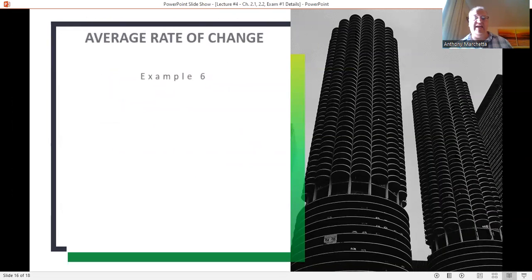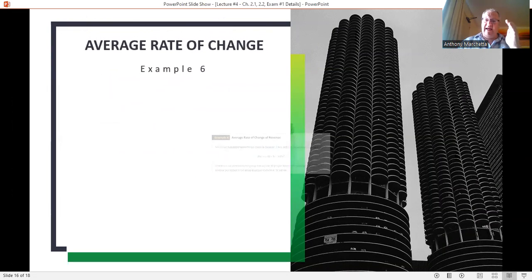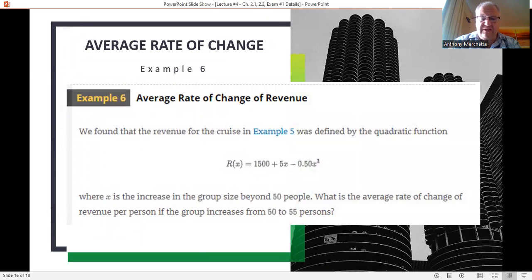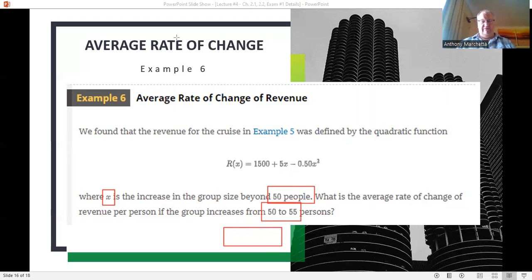In this example, we're asking: can you please figure out the average rate of change for this function from one value of x to the next? Take a look at this case. We found that the revenue for the cruise was given by this function, where x is the increase in the group size beyond 50 people. Now, what is the average rate of change of revenue per person if the group increases from 50 to 55 persons? The first thing I need to point out, my friends, is that if we're increasing from 50 to 55 persons, and x is the group size beyond 50, then this should be rewritten as x going from 0 to 5.